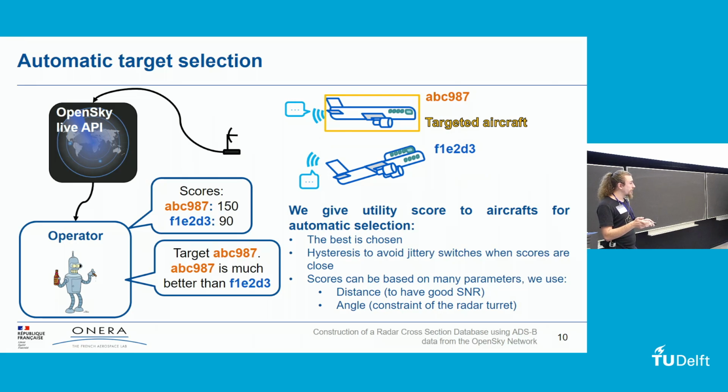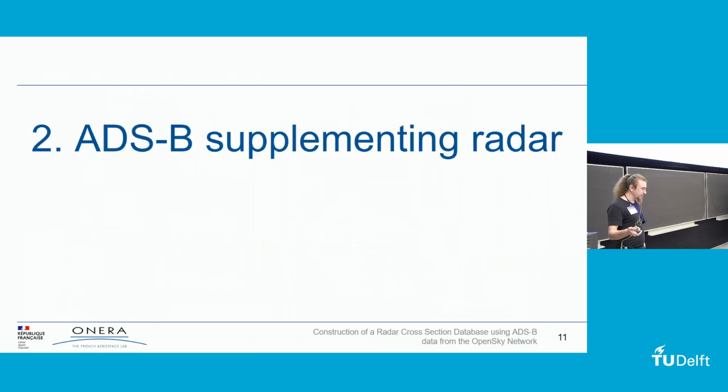The score system we have chosen has many benefits. It's quite generic, so we can use a lot of different data for that. We use distance because obviously if the aircraft is closer, we will have more signal with our radar. So we want to have a good signal to noise ratio. And angles, because if the aircraft is out of the capabilities of our turret, if we cannot aim at the aircraft, it's not good.